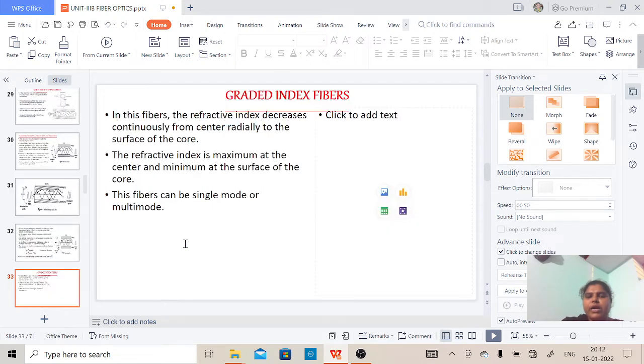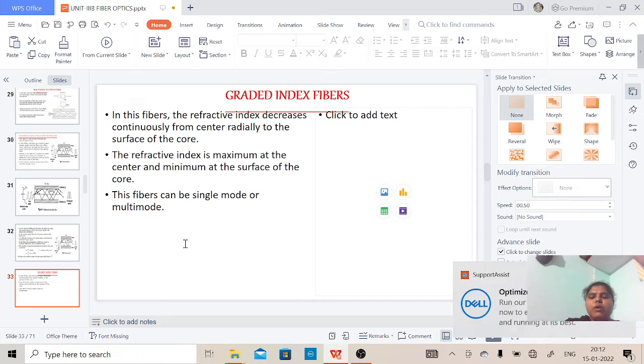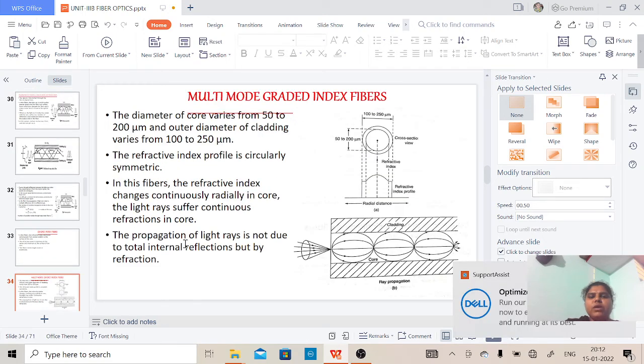Okay. And next, graded index fibers. In these fibers, the refractive index decreases continuously from the center radially to the surface of the core. That means there is a variation. It will continuously decrease the refractive index from the center to the surface of the core. So the refractive index is maximum at the center and minimum at the surface of the core. These fibers can be single mode or multi-mode. Okay, let us see how the multimode graded index fibers will be.